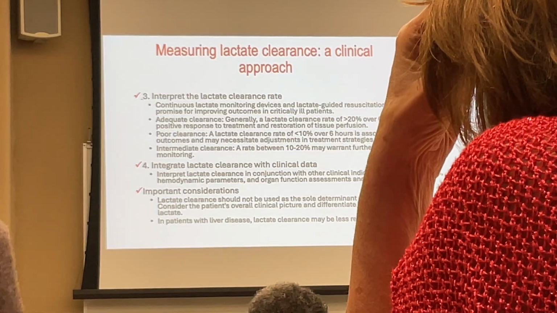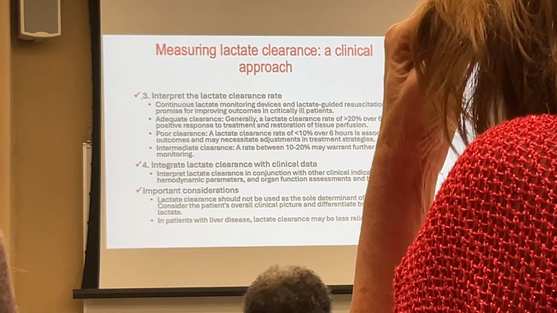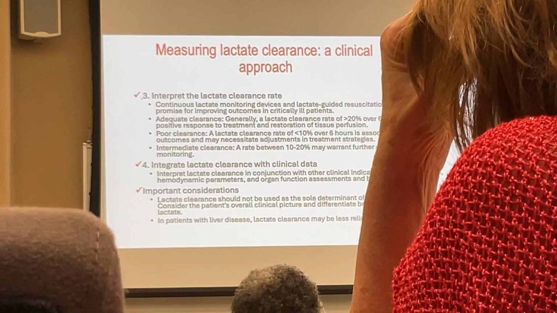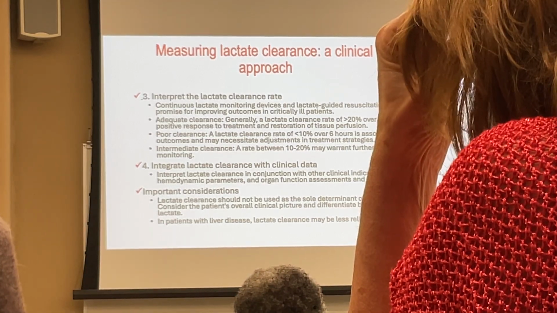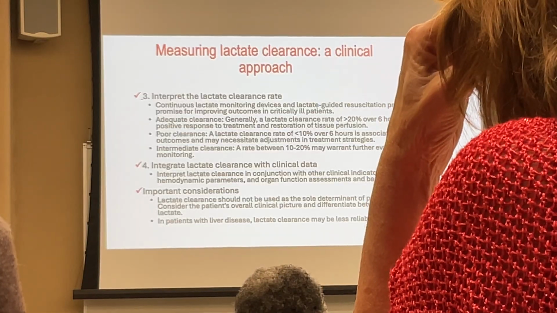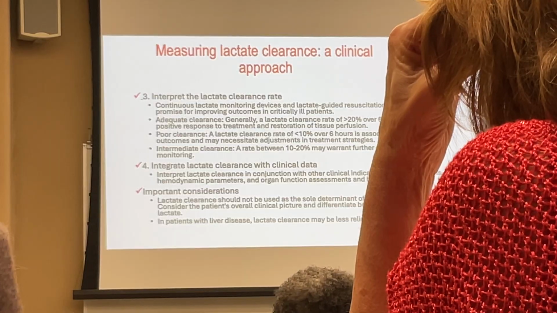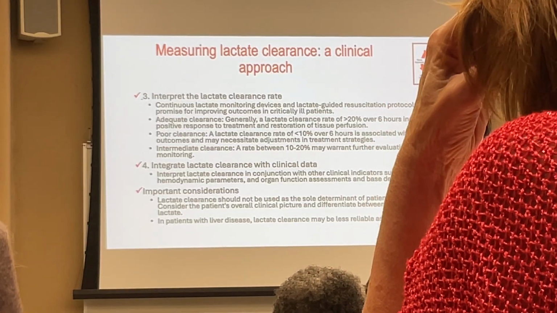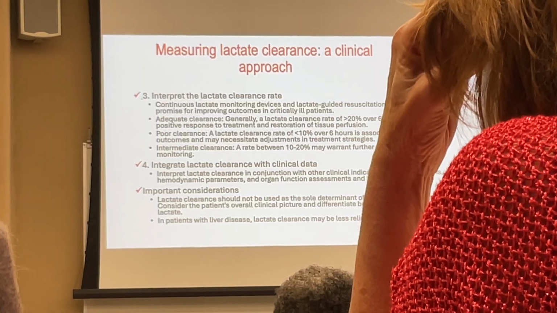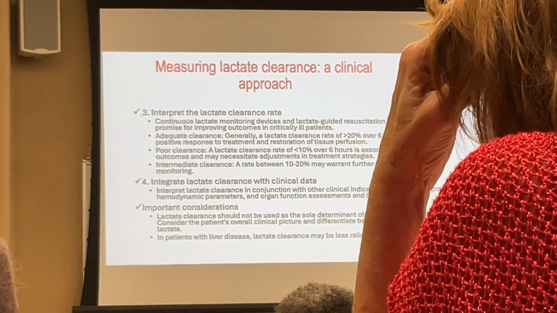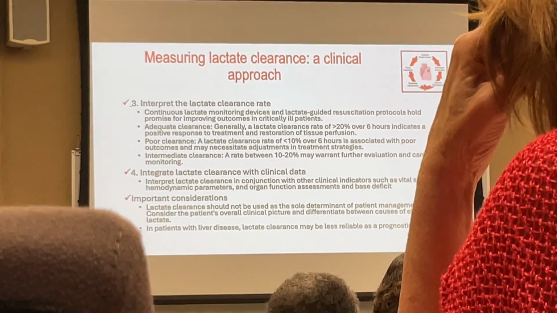So poor clearance, a lactate clearance rate of less than 10% over 6 hours, is associated with poor outcomes. And my whole goal, right, I'm looking at GFR, I'm looking at pulse pressure, I'm looking at BNP and pro-BNP, and I'm looking at lactate clearance, because the days, my friends, of being a critical care nurse who is just titrating up on vasopressors to a MAP, those days need to be over. They need to have a very nice funeral with a really good headstone. Goodbye, MAP resuscitation.